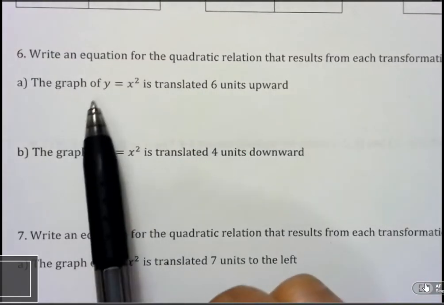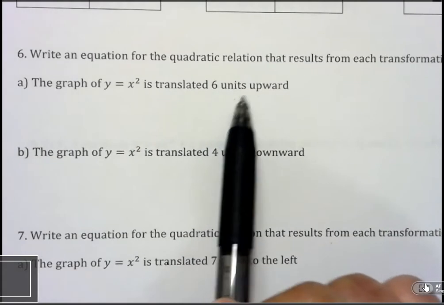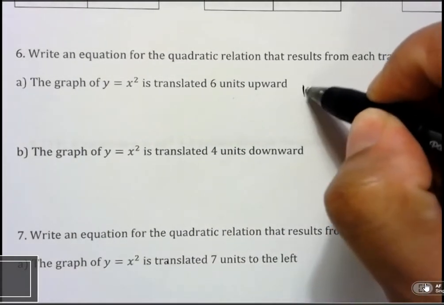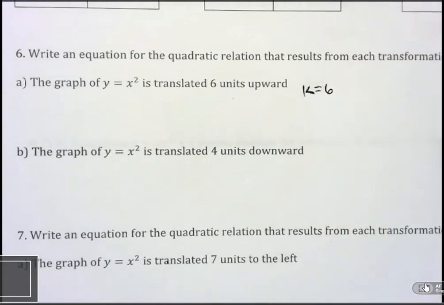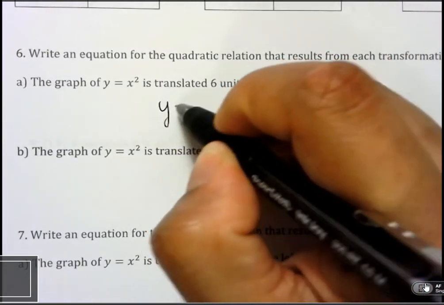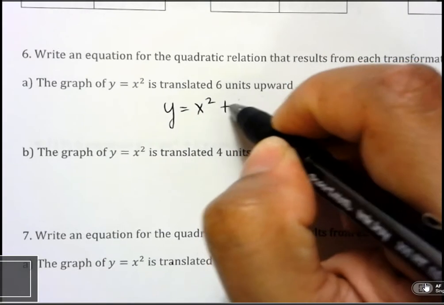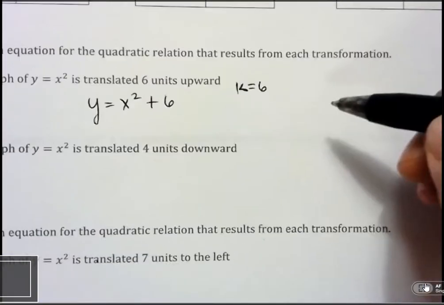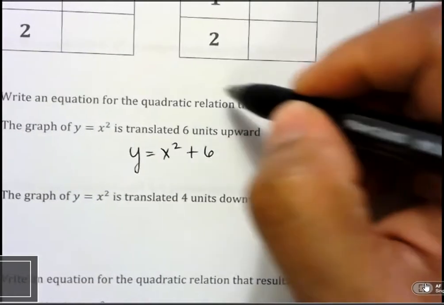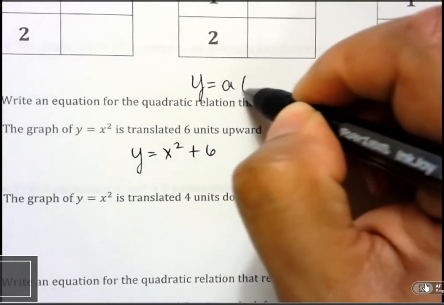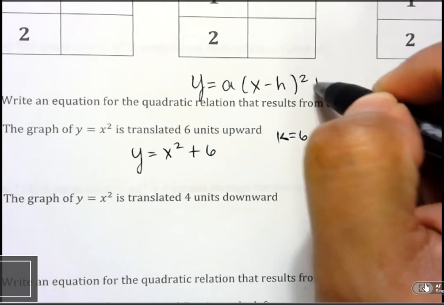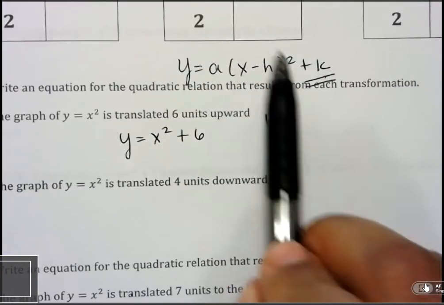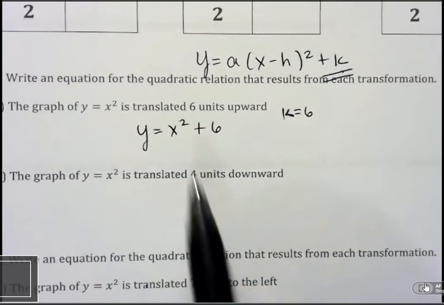Let's say that we have this graph and we want to translate it 6 units upward. That means that k equals 6. Remember, k is the constant that you add at the end, so this is just going to be x squared plus 6. For those of you not following, this is your basic function. So what you want to do is add k to the squared term, which we did.